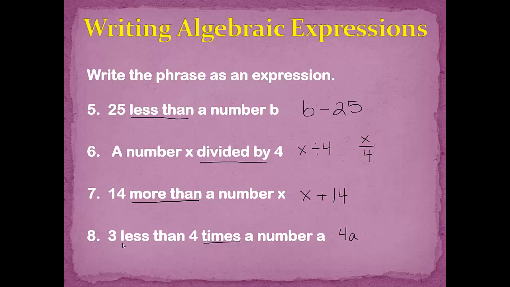And now we have 3 less than that. So less than is subtraction. If we have 3 less than 4a, we're going to subtract 3 from 4a. So we have 4a minus 3.